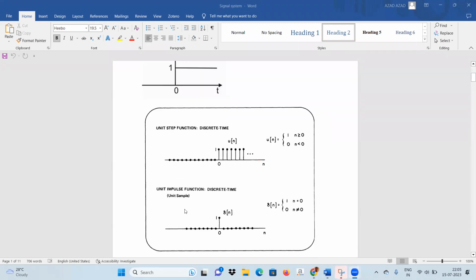Now let's see a unit impulse function in the discrete domain. It has only one value at n equal to 0, denoted by delta n. Here delta n is defined as: at n equal to 0 the value of delta n is 1, and where n is not equal to 0, it has 0 value. See here in the figure, and you can also see it in the definition.